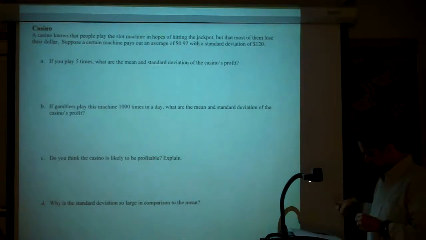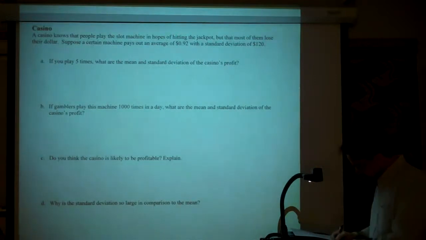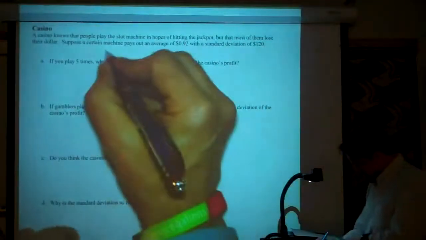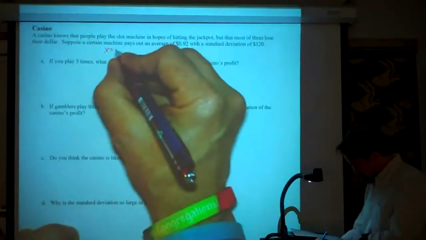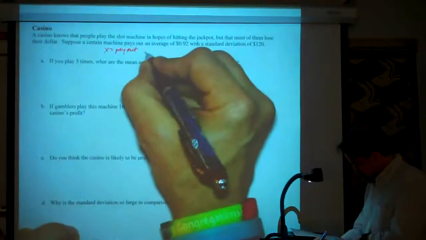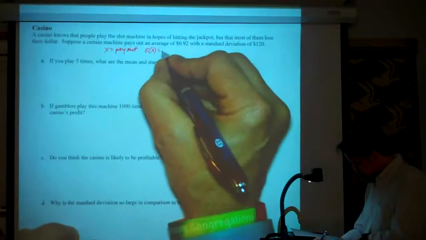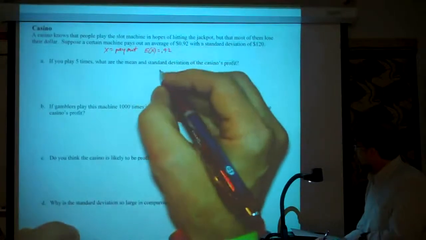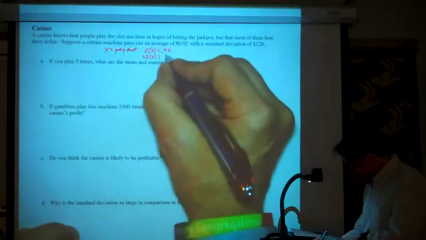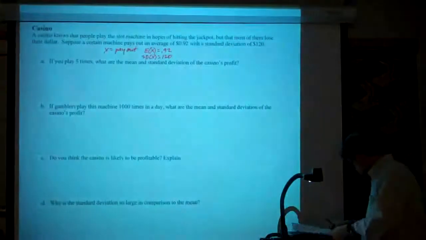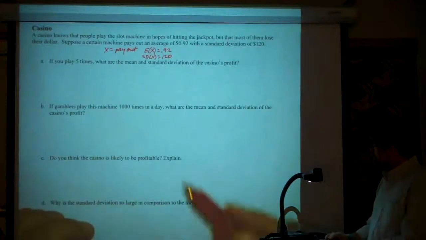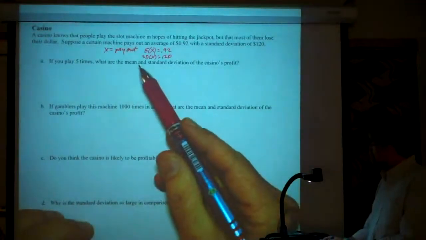Okay, well let's see. First off, the machine pays out an average of 92 cents. So I'm going to have x be the payout. Okay? And so the expected value of x is 0.92. And the standard deviation of x is 120. Okay? So that's the payout.